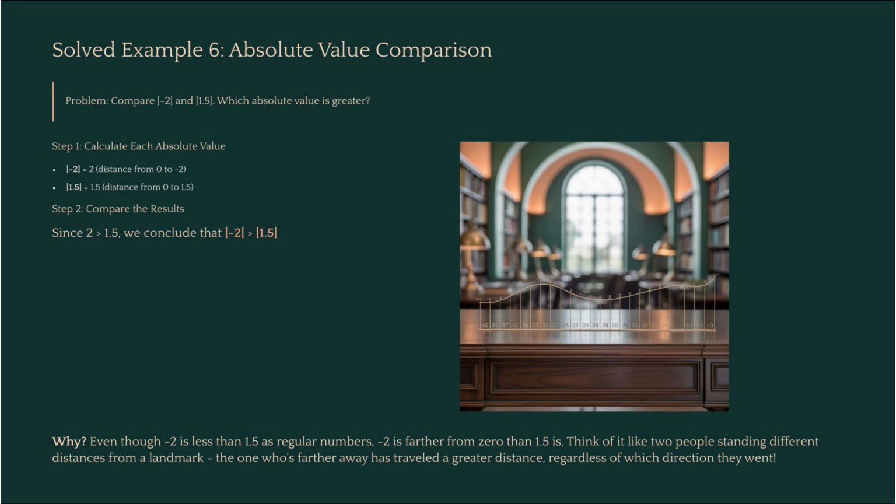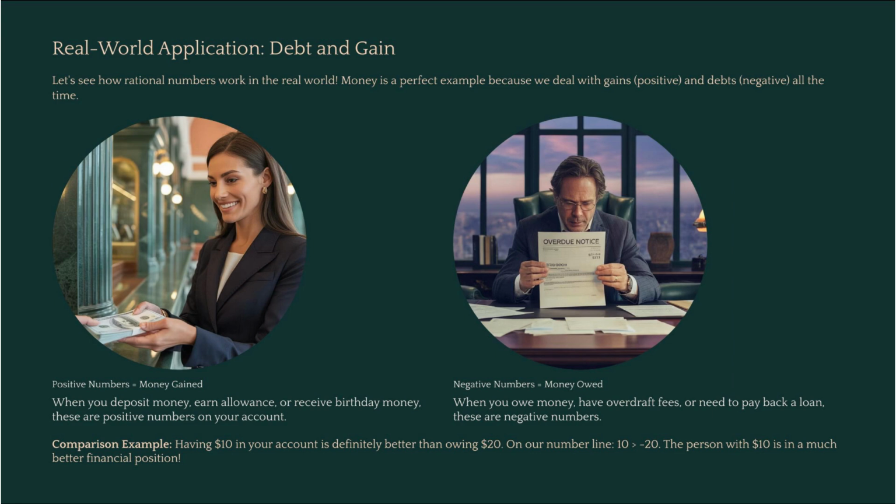In the real world, like banking, we compare debt and gain. Having $10 is definitely better than owing $20, which is written as -20. On the number line, 10 is far to the right, and -20 is far to the left. The comparison is 10 is greater than -20.